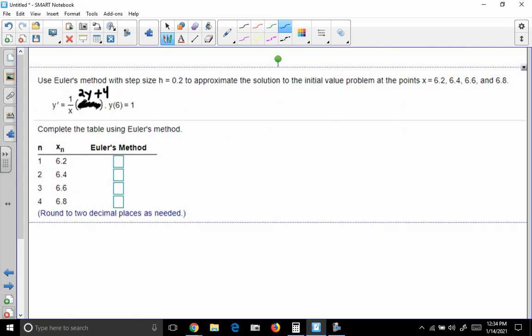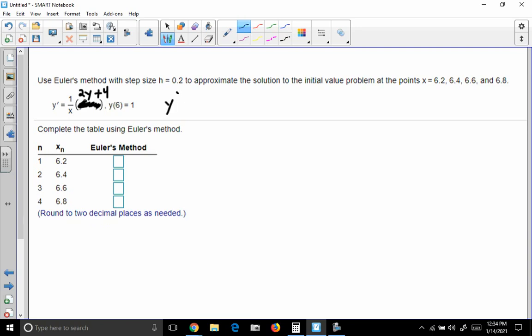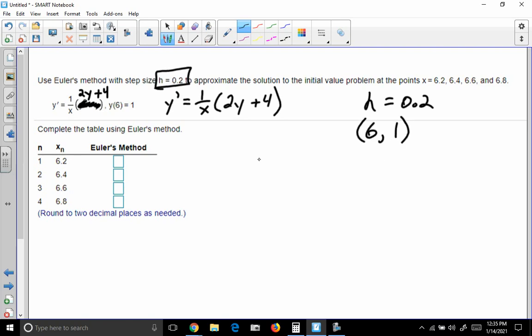So let's do one more example of this. I actually changed this problem a little bit. I want to use dy dx, or y prime, to be 1 over x times 2y plus 4. They had a slightly different one, but let's use this one. Here our step size is going to be 0.2. H equals 0.2. We're starting with when x is 6, y is 1. And we're just going to go through this algorithm and fill in the corresponding y values. And they want us to go to 2 decimal places.